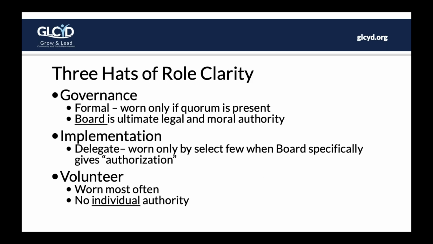All right, enough on that. Three hats of role clarity. You play three different roles as a board member of your organization. The most powerful one is your governance role. It's your formal role, when you call that board meeting to order, when your quorum is present. By the way, your bylaws will say exactly what constitutes a quorum for your organization. Once that quorum's met and you formally start the meeting, boom, now you're the ultimate legal and moral authority for your organization. But you act as a unit.